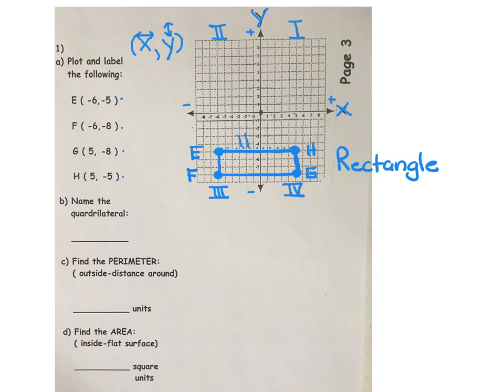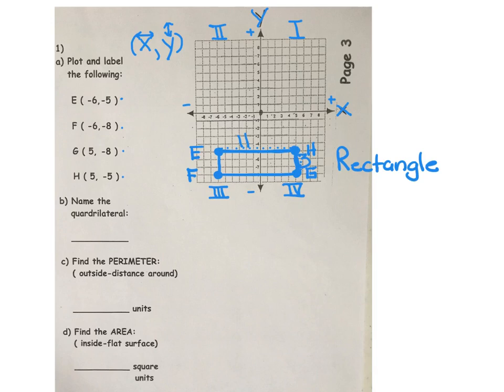And as far as the width, 1, 2, 3. It is 3 units in width. Please label your diagram with an 11 and a 3. And if you need more time, pause the video and catch up.